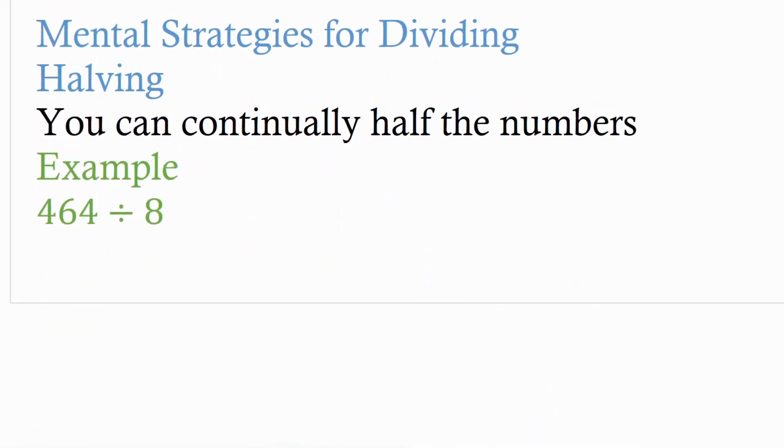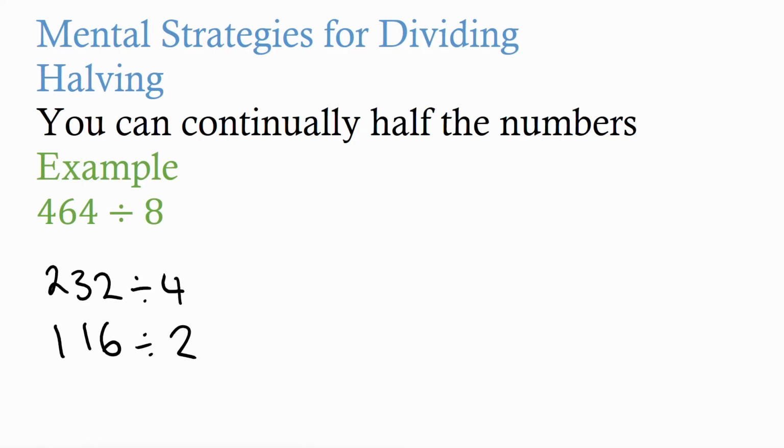Now we're going to look at dividing. Again, another halving trick here. You can continually halve numbers until you get to what you need to get to. Here we have 464 divided by 8. I'm just going to halve everything. If I halve it all, I get 232 divided by 4. I'm going to halve it again, so 116 divided by 2. And I'm going to halve it again, and finally I get to 58.